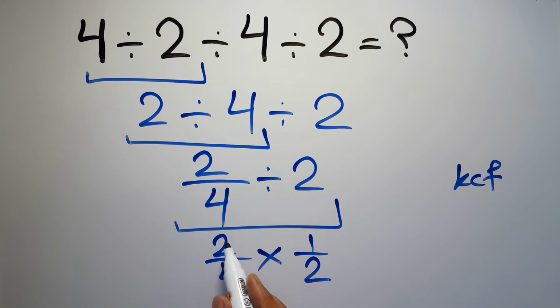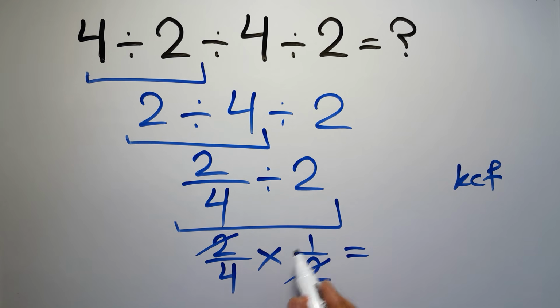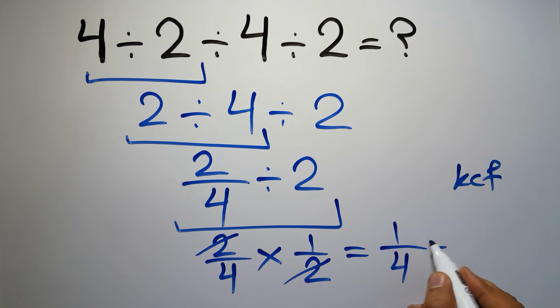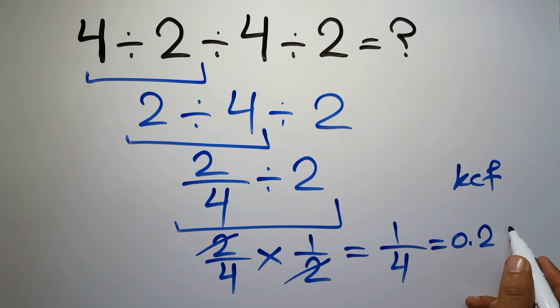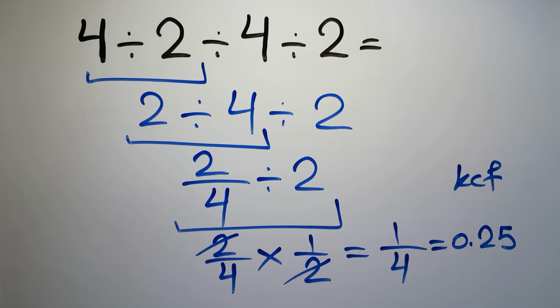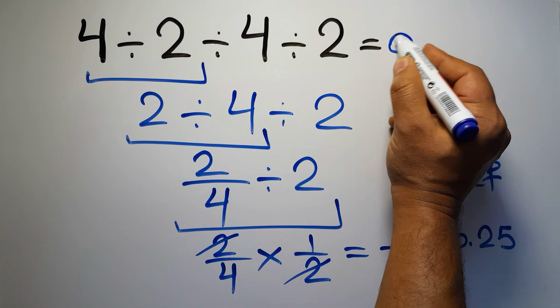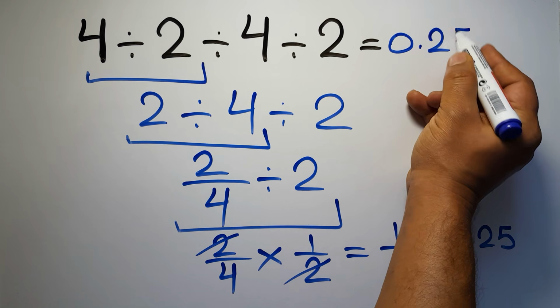We can easily cancel this 2 and this 2. So we have just 1 over 4 or 0.25. And this is our final answer to this problem. The correct answer is 0.25.